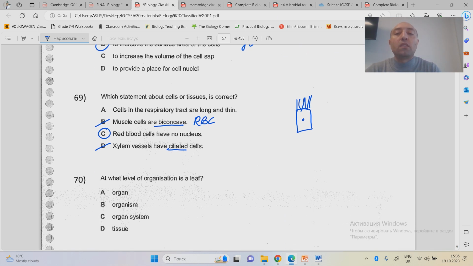At what level of organization is a leaf? You know that a leaf is a plant organ. So as a result, it will be an organ in this question.